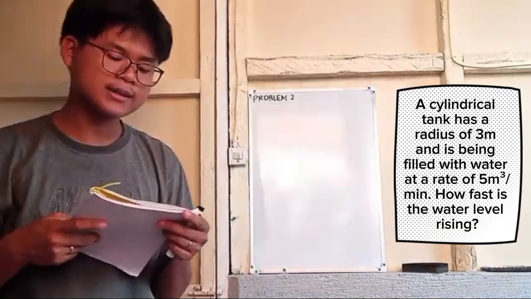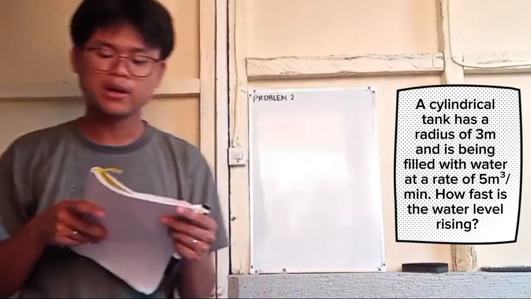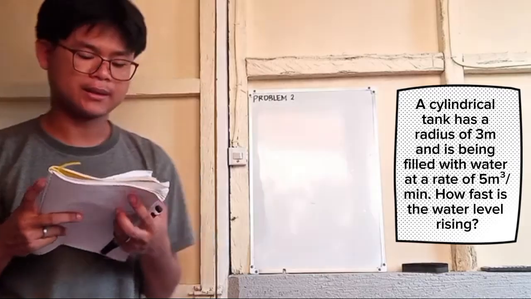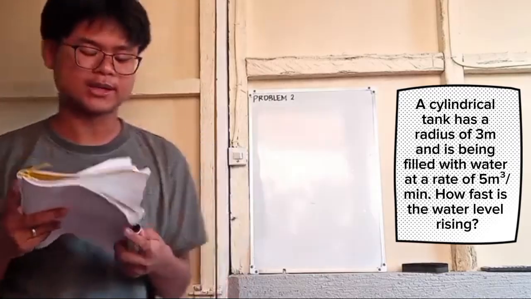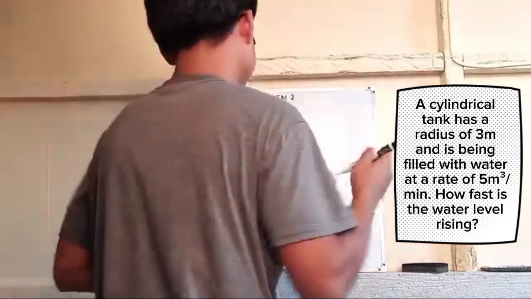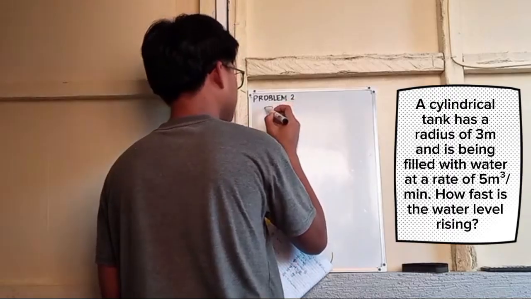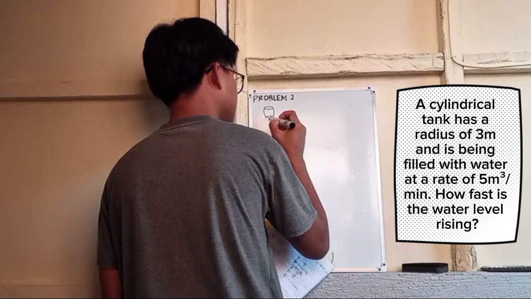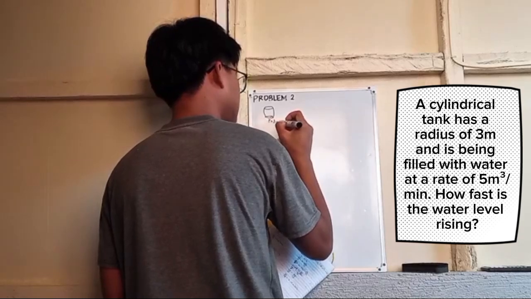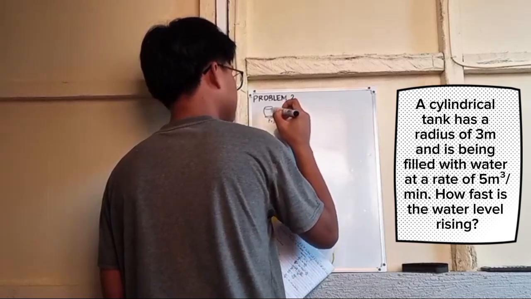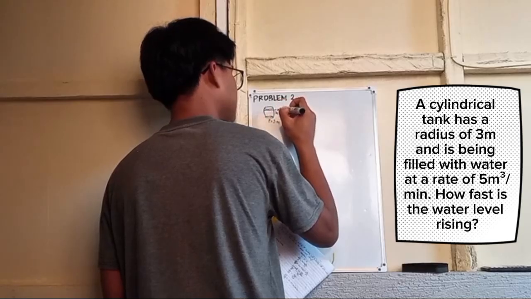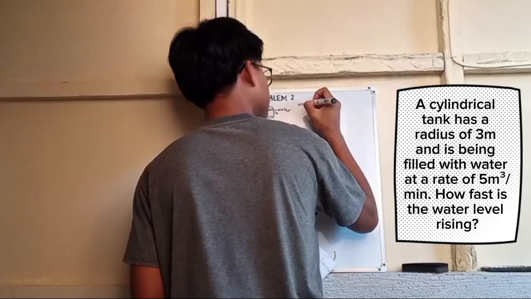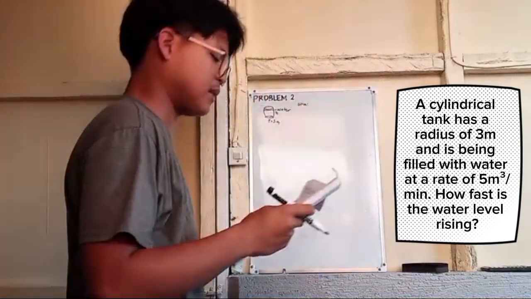A cylindrical tank has a radius of 3 meters and is being filled with water at a rate of 5 meter cube per minute. How fast is the water level rising? So first we will draw the cylindrical tank. Here is the radius, which is 3 meters, and our height. Then the water level rising.